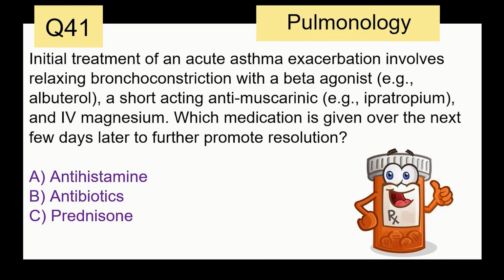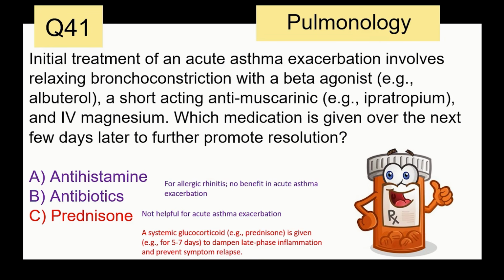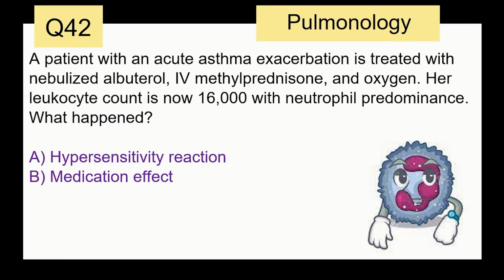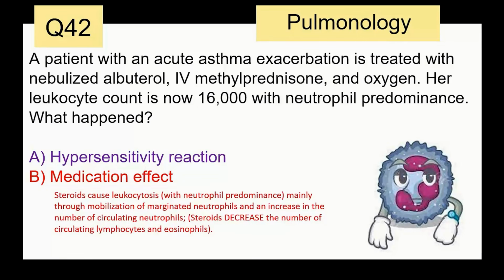Question 41, initial treatment of an acute exacerbation. Which medication do we give after an asthma exacerbation? We give prednisone to help deal with the inflammatory response, to dampen the late phase inflammation and prevent symptom relapse. Question 42. This is a classic question of a patient with acute asthma exacerbation who now develops leukocytosis with neutrophil predominance, and this is due to demargination. This is a medication effect. Steroids cause leukocytosis through mobilization of marginated neutrophils and an increase in the number of circulating neutrophils.